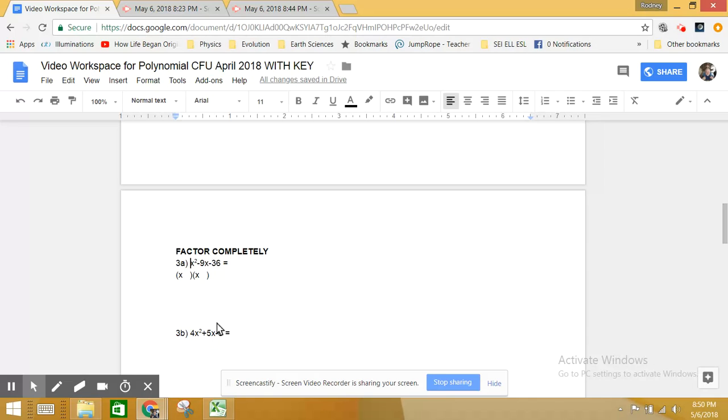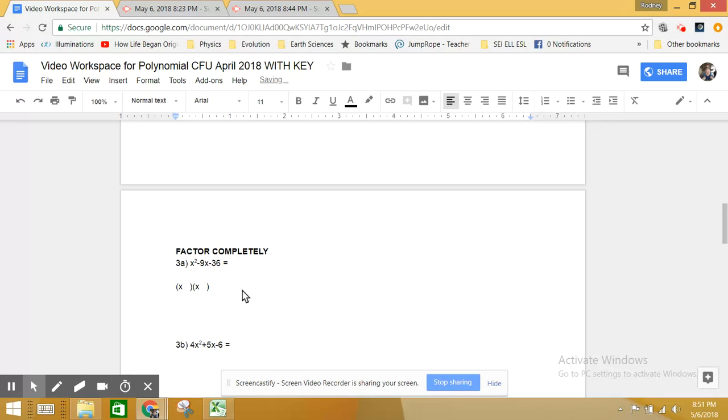Because the lead coefficient is 1, I don't have to worry about any shenanigans from that. My outside and my inside products have to add up to negative 9x. My outside product is going to be 1x times some number, and my inside product is going to be some number times x. Those numbers are only going to come from negative 36, not from my lead coefficient, because my lead coefficient is 1.